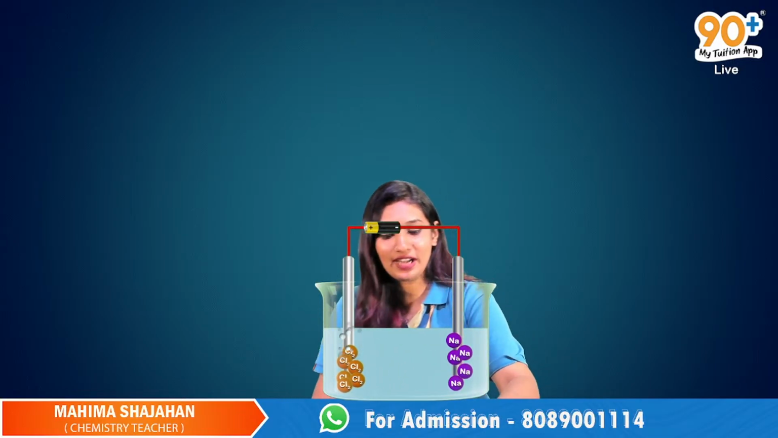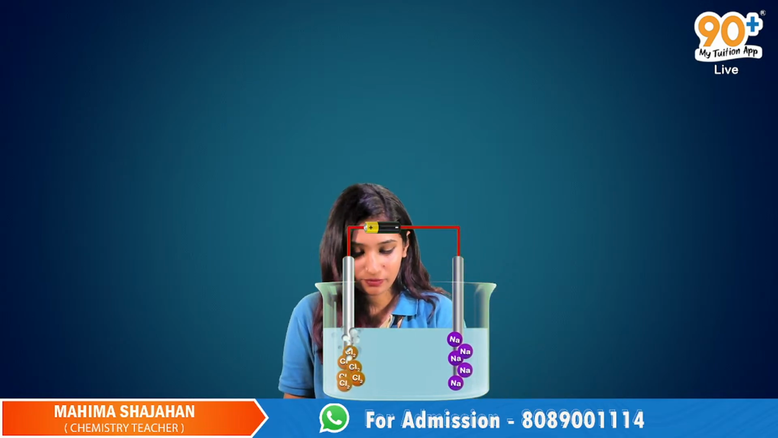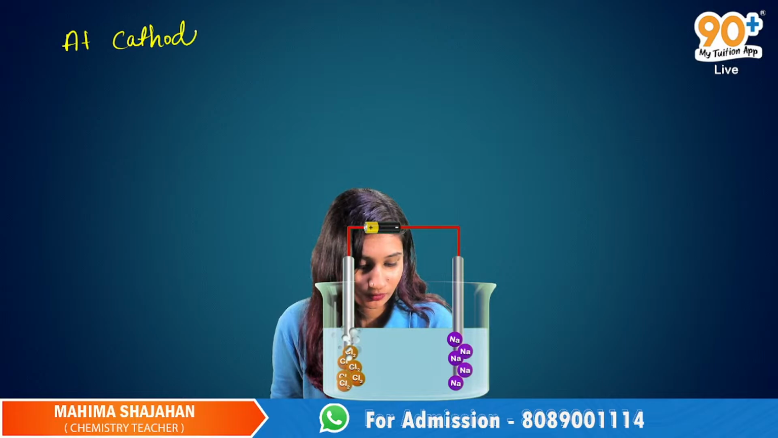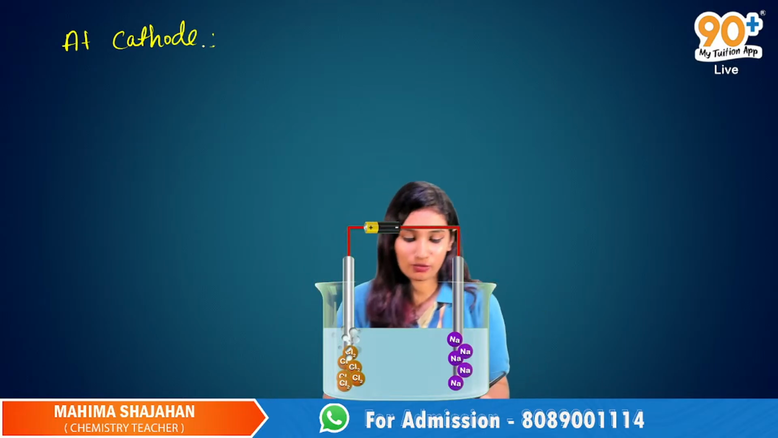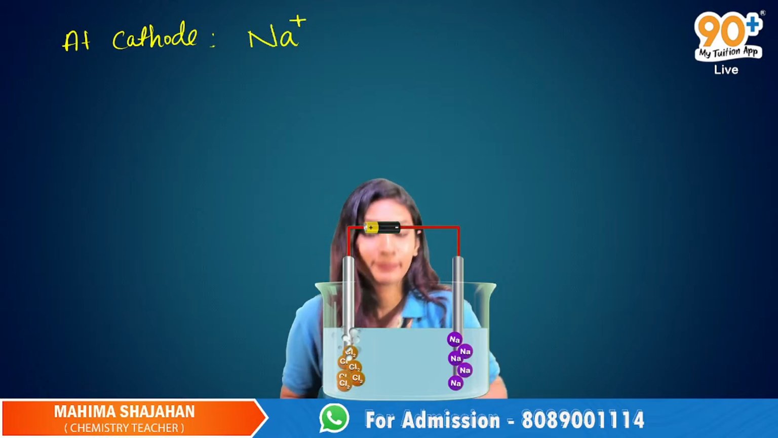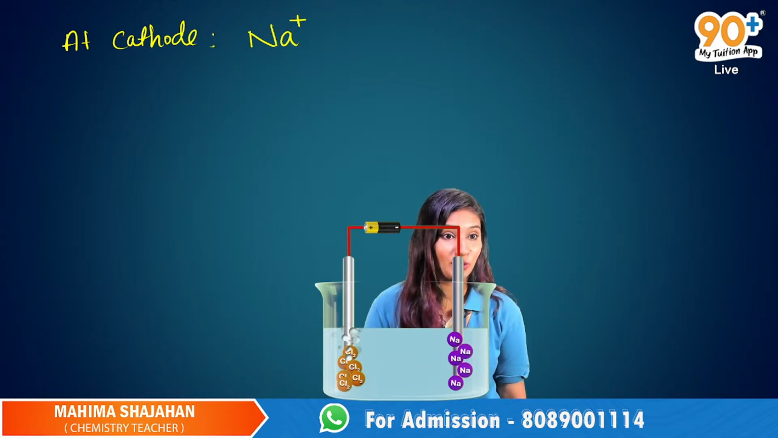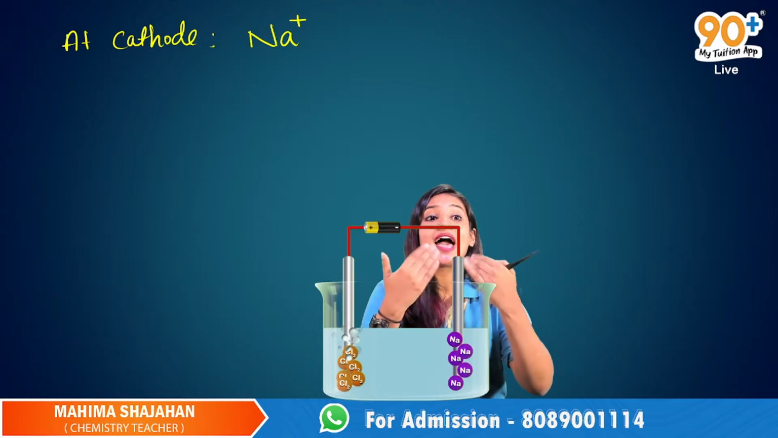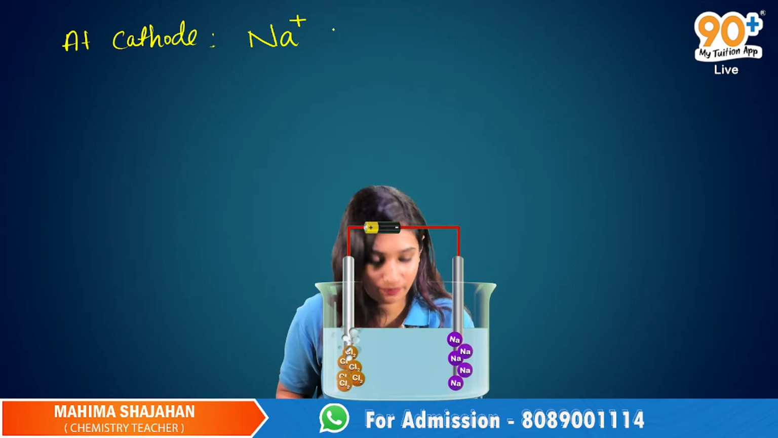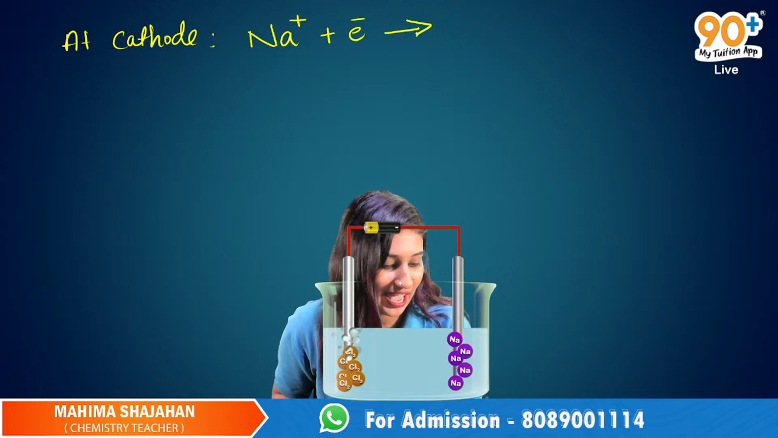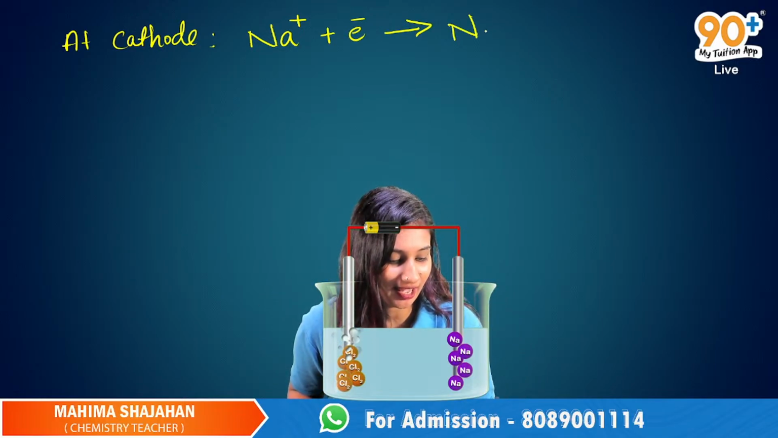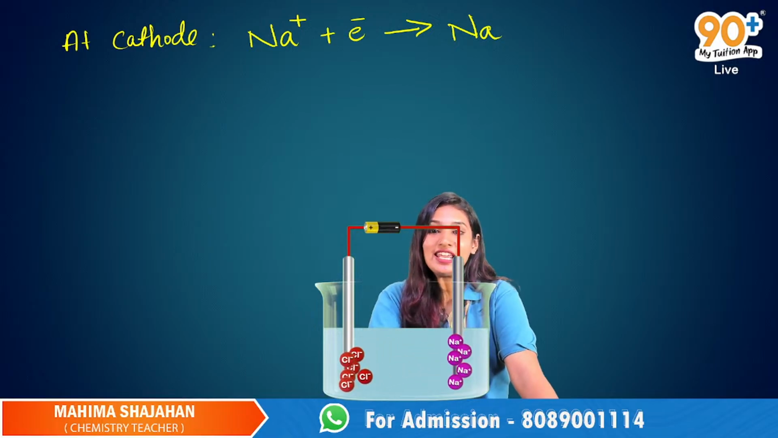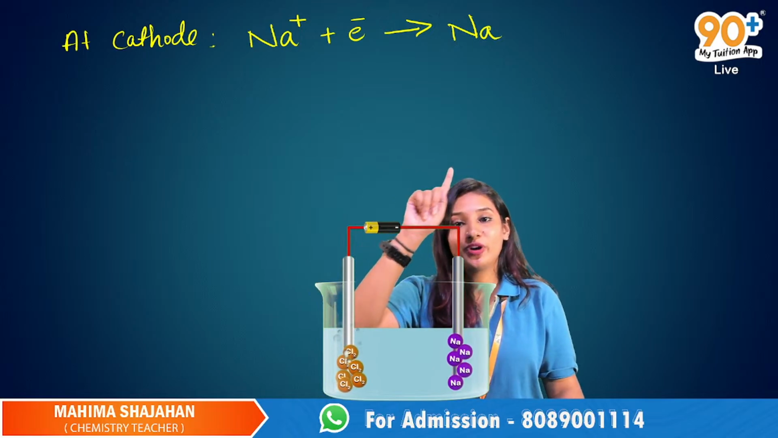What actually happened here is, I'll write it. At the cathode, my Na plus ions migrated towards the cathode, and at the cathode they accepted one electron and got converted into Na, sodium metal. The Na plus ion accepted an electron and got converted into Na.